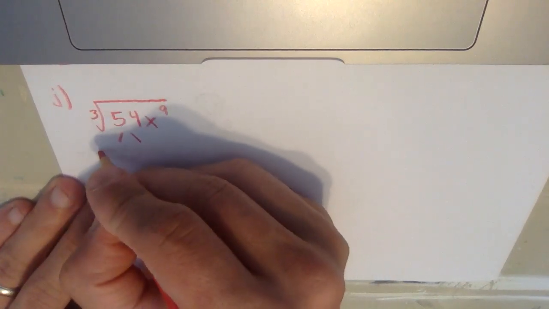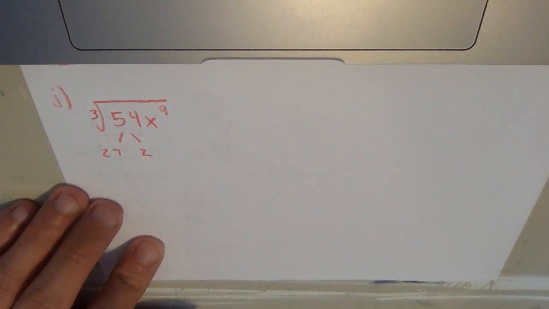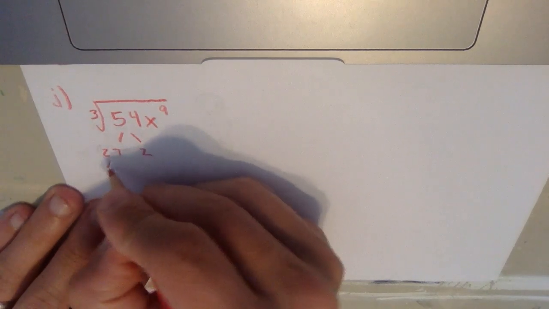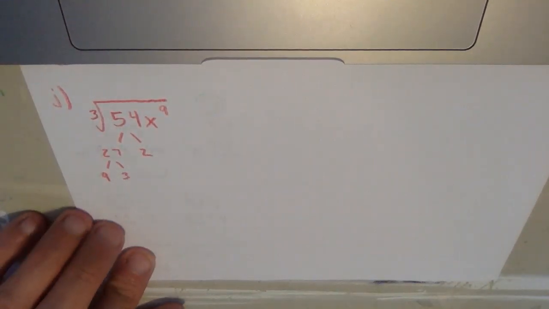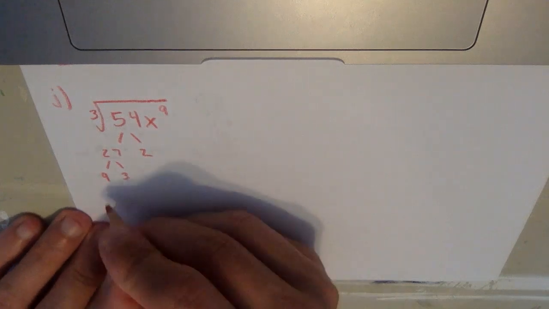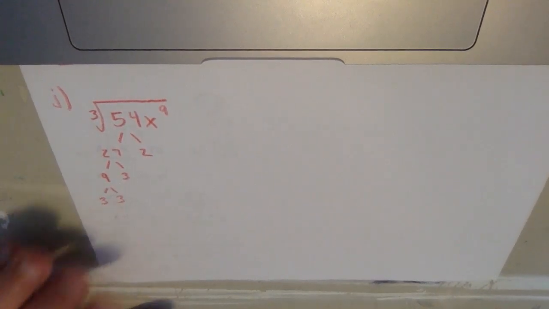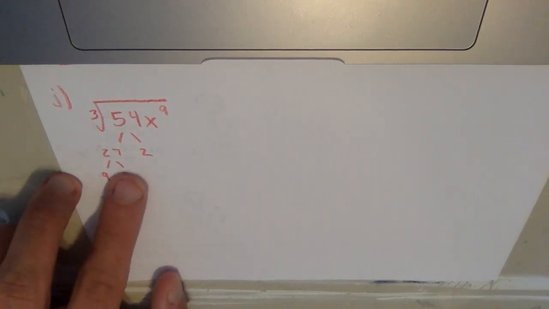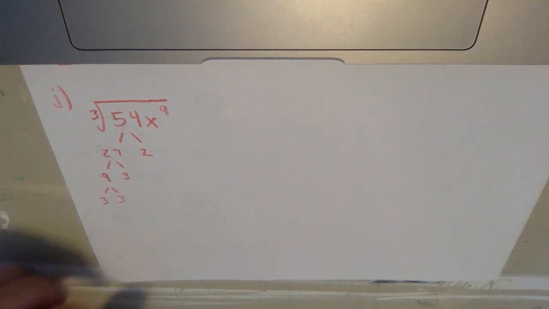27 times 2. And I'll keep going here. We can do 9 times 3. And I'll keep going here. 3 times 3. And then notice now, at the bottom here, we've got 2, 3, 3, and 3. Those are all prime, so I'm going to stop there.